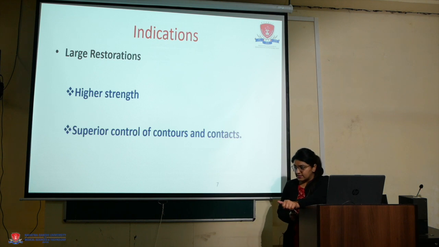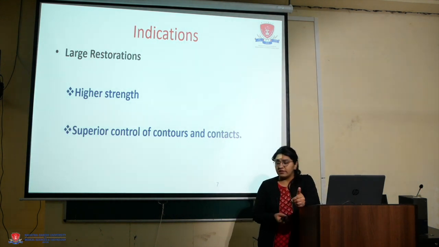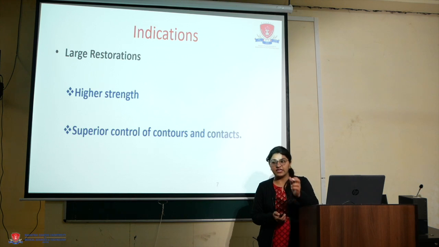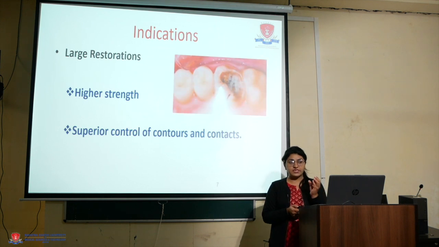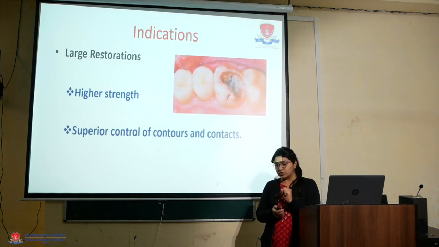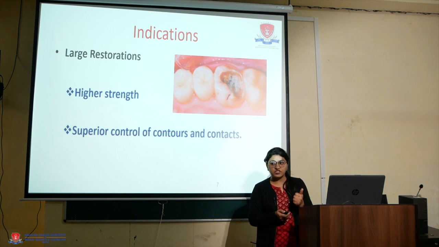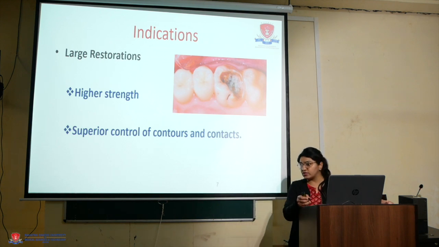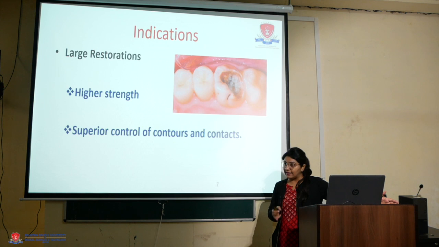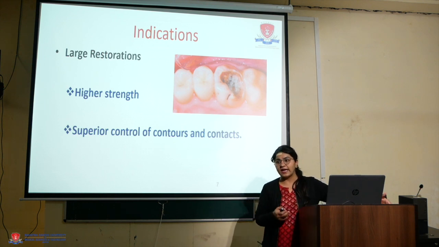Now indications. Why do we need these indirect restorations? We are doing direct restorations very well, so why these indirect restorations? You have to decide in which cases you can go further, that is, the specific indications we are talking about. The large restorations where we feel that the tooth surface has been destroyed, there's a large destruction of the tooth, in those cases we need a material which provides good strength. So large restorations where we require higher strength and superior control of the contours and contacts. Since the fabrication is being done in the lab, we will have better control of the contacts and the contours.